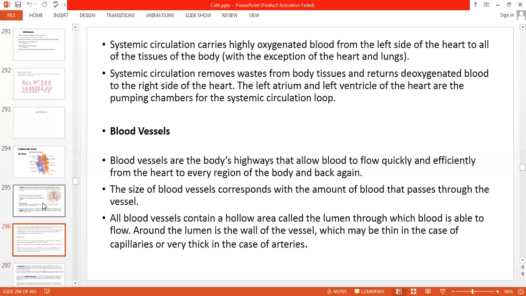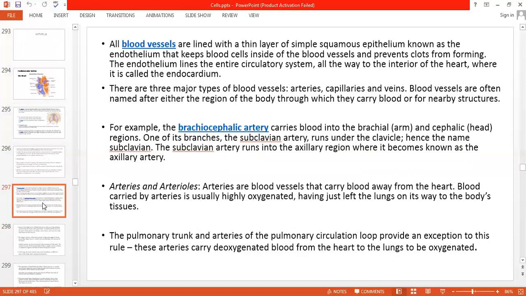All blood vessels contain a hollow area called the lumen. The open area of the blood vessel is known as the lumen, through which blood is able to flow. Around the lumen is the wall of the vessel that may be thin in the case of the capillary or very thick in the case of the artery. So capillaries have a single epithelial layer, but the big blood vessels have three layers: intima, media, and adventitia.